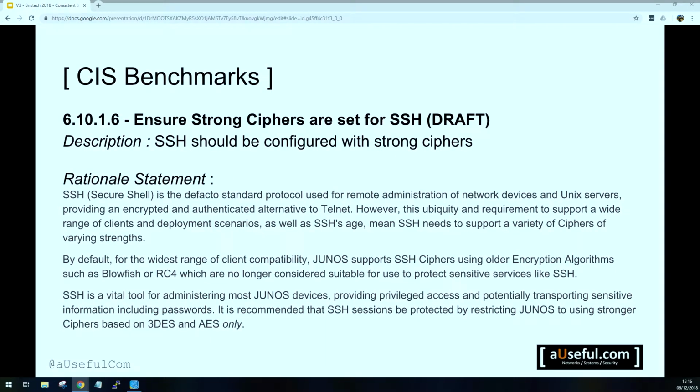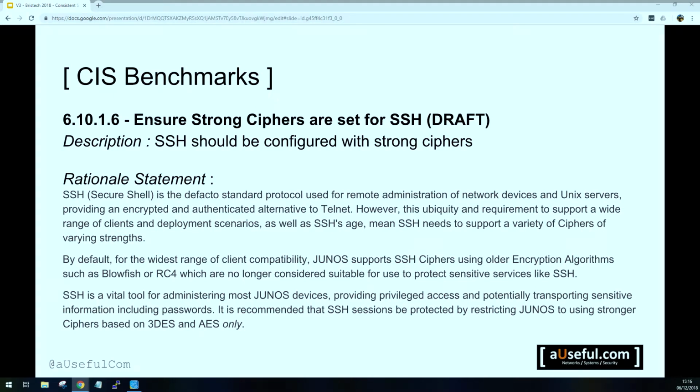And in this case, I've done a lot of testing with different Juniper platforms, different versions of software, loads of different SSH clients and versions, and so on. So next, we're going to add a high-level description, which might appear in some of your automated reports. And we're also going to give you a more detailed rationale statement.